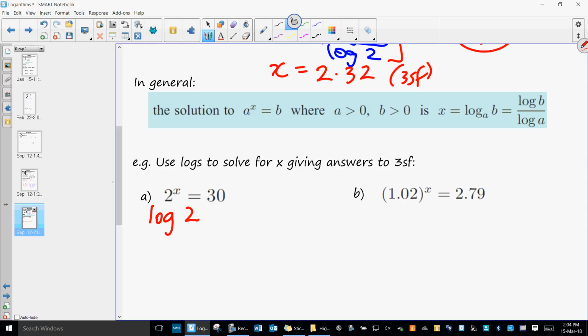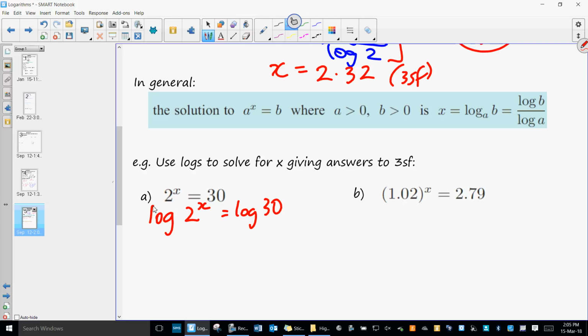Because remember, the rule is with any equation, what we do to one side, we can do to the other. You can add 17 to one side of an equation as long as you add 17 to the other. You could multiply one side by 6 as long as you multiply the other side by 6. So you can take logs of one side as long as you take logs of the other.